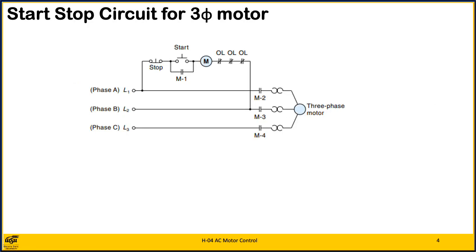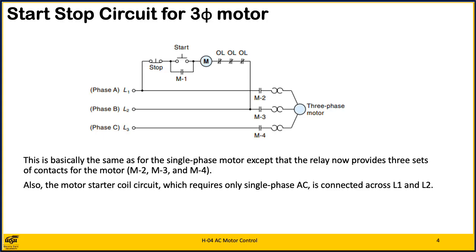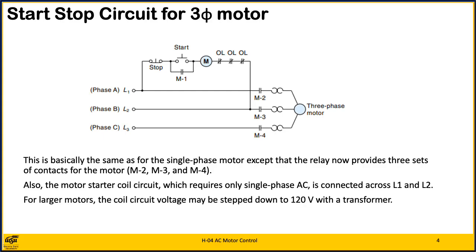This diagram shows the start-stop circuit for a 3-phase motor. This is basically the same as for the single-phase motor, except that the relay now provides 3 sets of contacts for the motor, M2, M3, and M4. Also, the motor starter coil circuit, which requires only single-phase AC, is connected across L1 and L2. For larger motors, the coil circuit voltage may be stepped down to 120 volts with a transformer.